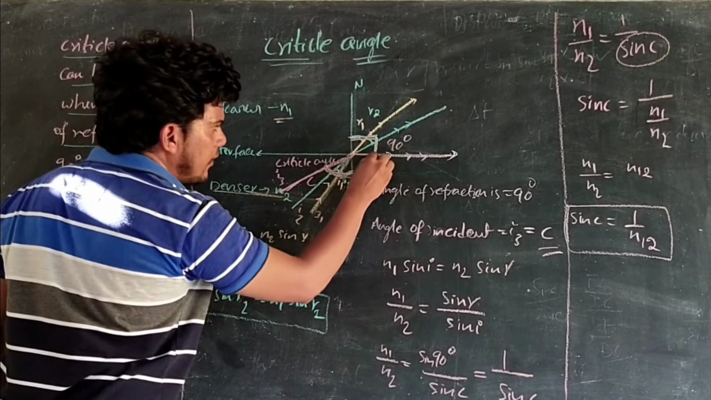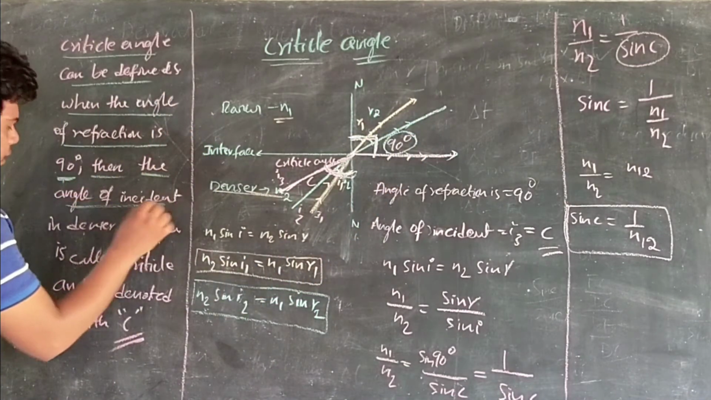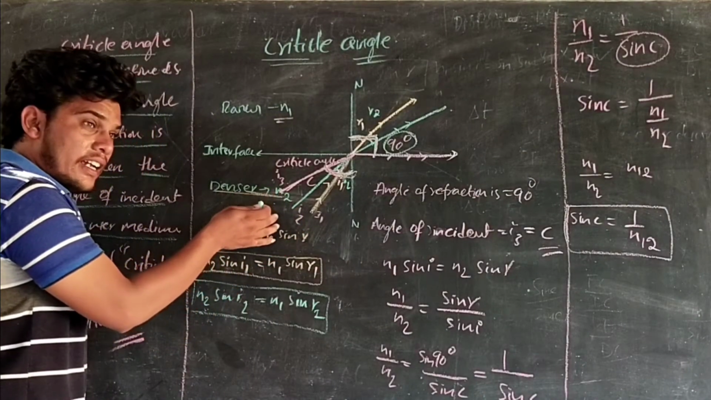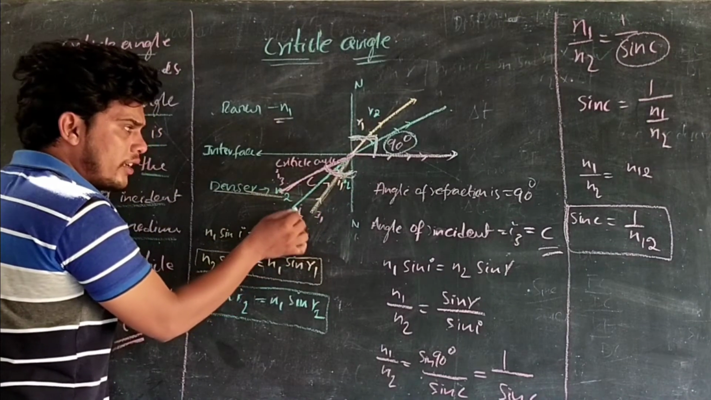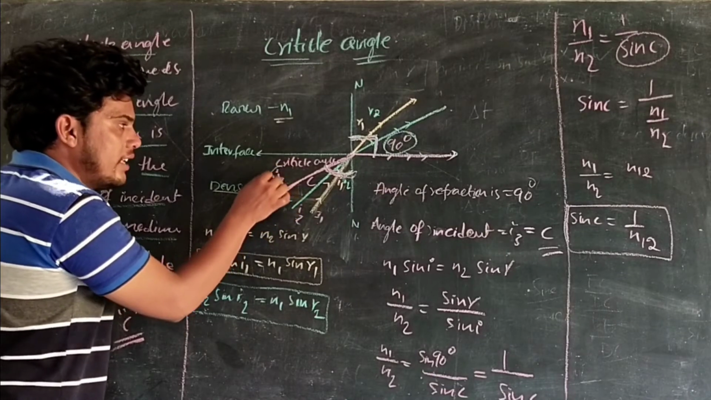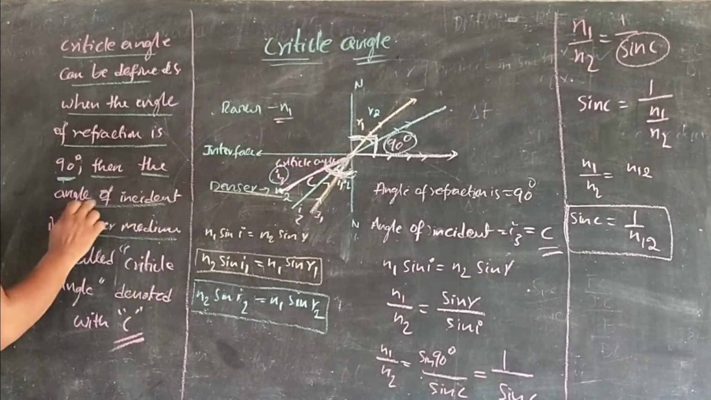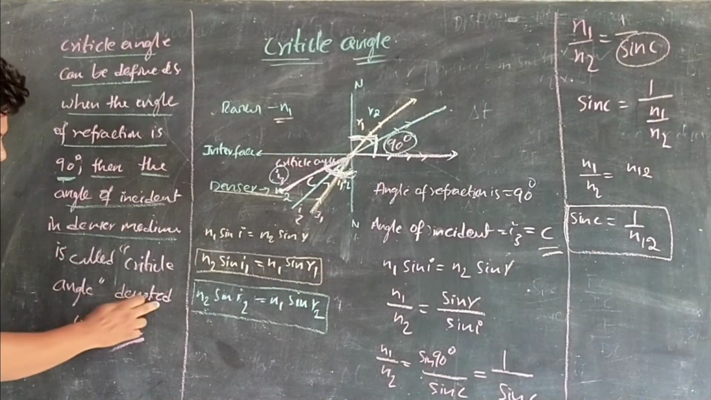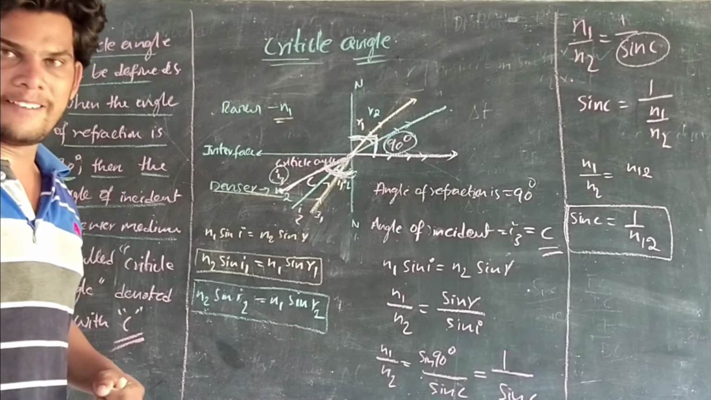Look here, the angle of refraction is 90 degrees, then the angle of incidence in the denser medium. So in which incident ray is the angle of refraction 90? Not at I1, not at I2, but at I3. So I3 is the critical angle, denoted with C. This is about critical angle.